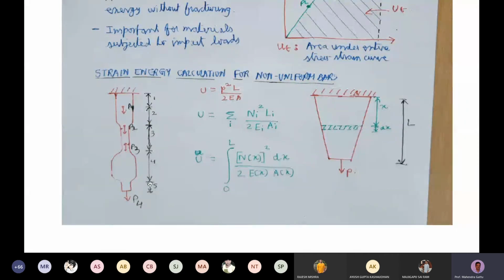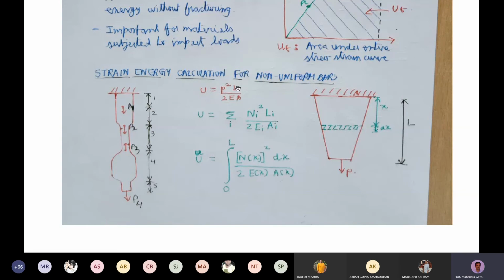So we have the expression for strain energy, which is P square L by 2 EA. But here what is happening? The P value, which is the axial force, is varying throughout the length of the bar, and varying throughout each segment, and the area of cross section is also varying for each segment. So we'll split this term into multiple parts.